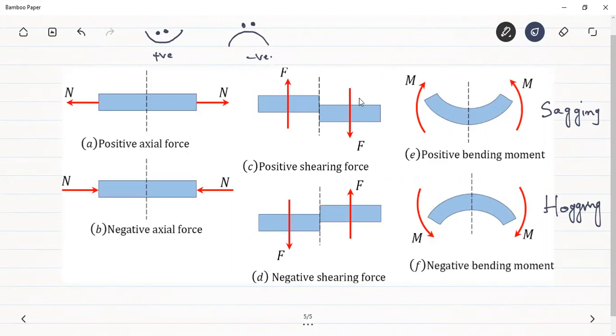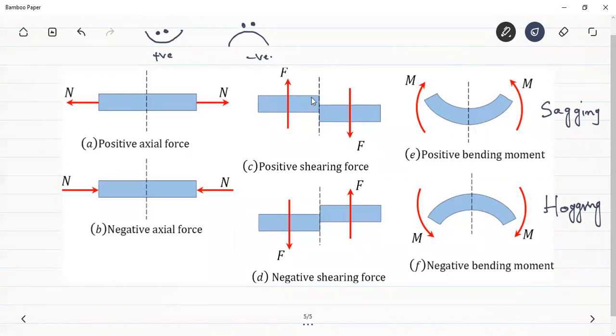Yesterday we had also seen the shear force conventions. Again, you can see the shear force conventions. What this section is trying to do is cut the beam. If you remember the sheet metal, we were using a term for cutting, shearing, if you remember.